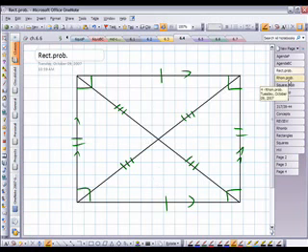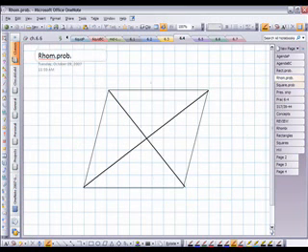Now for a rhombus. Again, everything that's true about parallelograms is true for rhombi. Opposite sides congruent, opposite sides parallel. But in this case for a rhombus, all four of the sides are congruent. So all four sides congruent. Also the diagonals, they're not the same length, though they still bisect each other. However, for a rhombus, now the diagonals are perpendicular to each other.